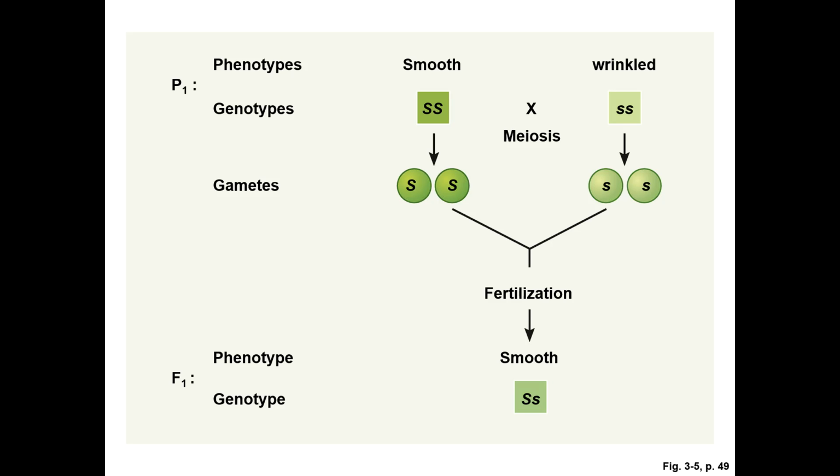But if you look at this F1 and compare it to the P1, you can see that in the F1 you have big S, little s, and in the P1 for the smooth, it's big S, big S. Now, these are different. Again, the P1 for smooth is big S, big S, meaning it's homozygous. Homo for alike, and the big S's are identical. And in the F1 generation, you have big S, little s. It still looks smooth in the phenotype, but the genotype's different because you have a big S, a little s, and this is called heterozygous, hetero meaning different.